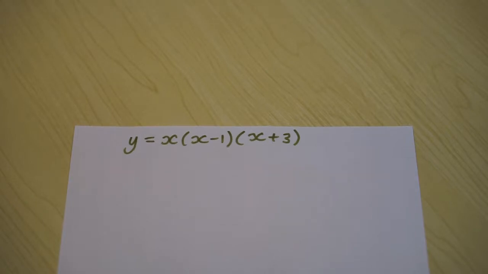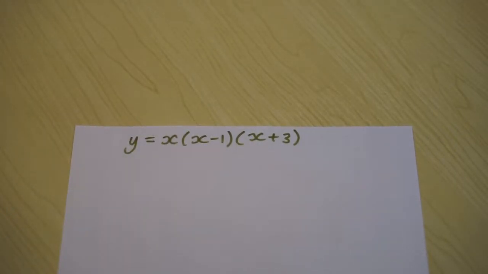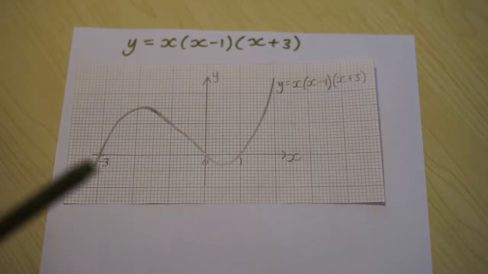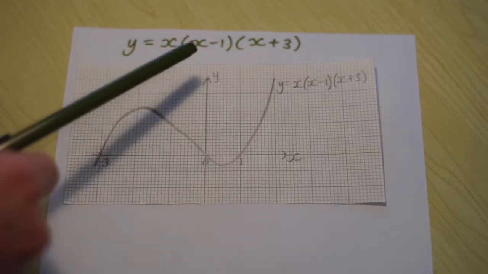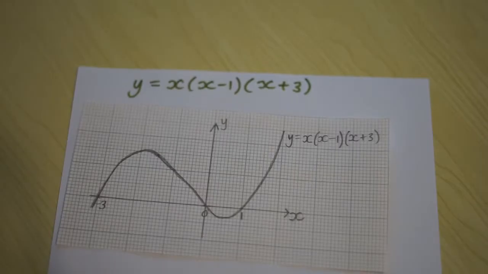In this video we are going to find the area of the finite region bounded by this curve and the x-axis. Our first step is to sketch the curve to see what we're dealing with. Here it is. We can see that the roots are 0, 1 and -3. I'll just shade in the area between the curve and the x-axis.